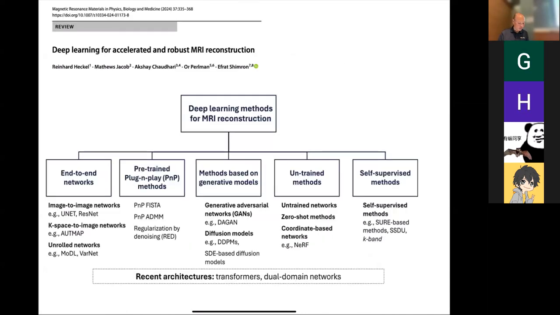So this was actually just published this year, Deep Learning for Accelerated and Robust MRI. For those of you doing this, it goes through the fact that there are lots and lots of methods now for deep learning. A lot of work has been done in the last 6 years in this area. The k-space to image network is what we just covered, the AutoMap. But as you can see, and we'll get into, there are other approaches that might use UNet or ResNet, which some of you I know are familiar with.